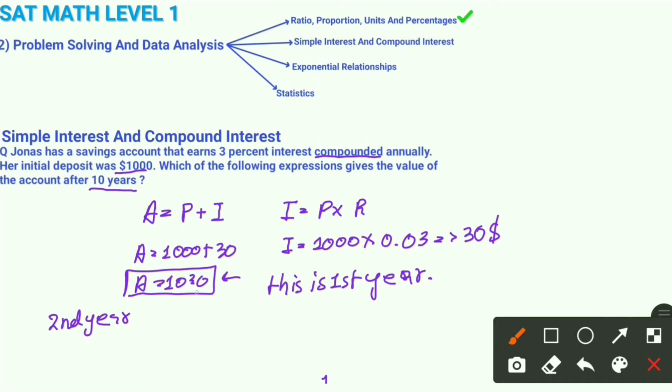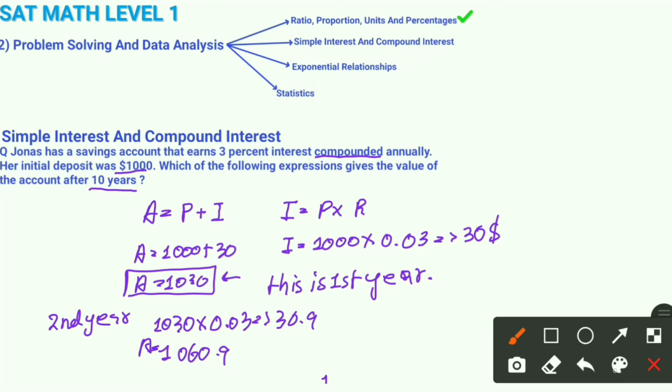So the same thing applies here as well. I'm going to take the interest, so 1030 multiplied by 0.03, and I will get $30.9, and then I will add it up to this amount, so it's going to be 1060.9. And then this process will repeat 10 times, but it's taking too long. So how are we going to do this real fast?